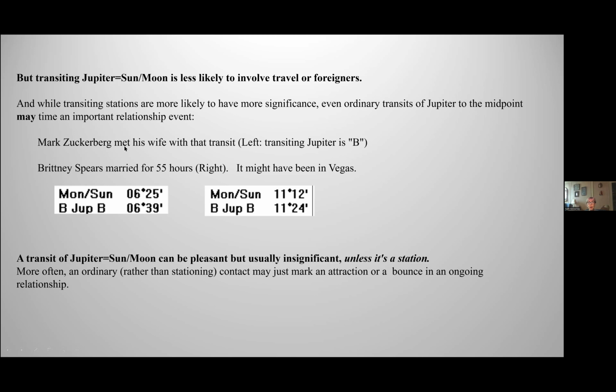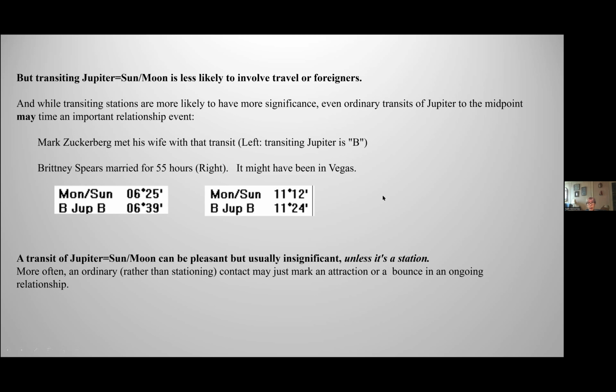so, for example, when Mark Zuckerberg met his wife, this is the aspect. Jupiter was 14 minutes from the Sun Moon midpoint. She was born here. I guess her parents were immigrants. Now that I think of it, really, this actually could qualify for the long distance part of Jupiter Sun Moon. Incidentally, it was like a few days. This was not even a station, and he met an important relationship.